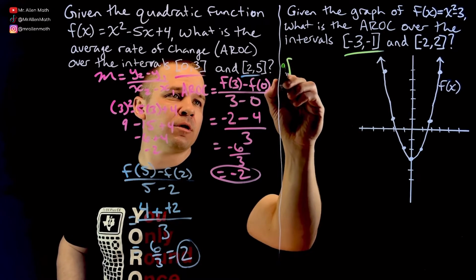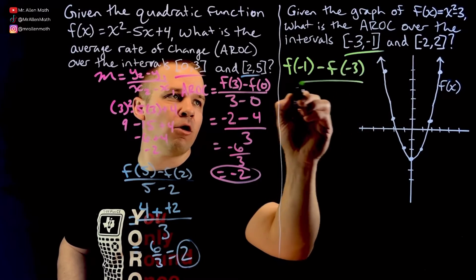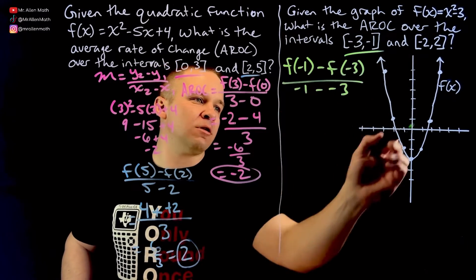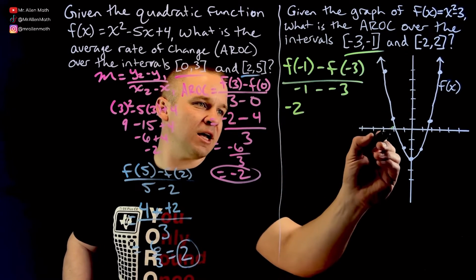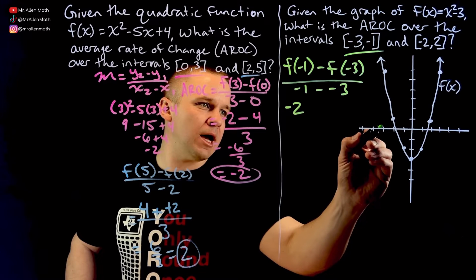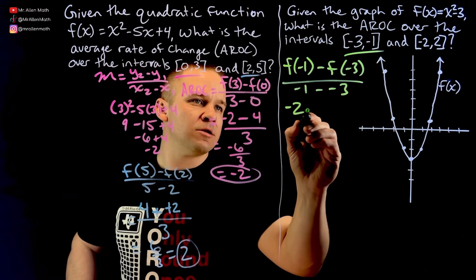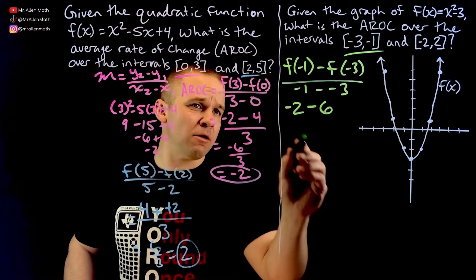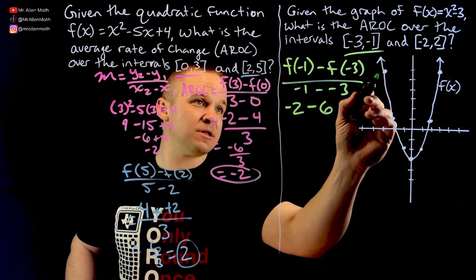So we'll do f of negative 1 minus f of negative 3 over negative 1 minus negative 3. Well, f of negative 1, I can just look at my graph here. Negative 1 is negative 2. And negative 3, 1, 2, 3, is up here at, is it 6? 1, 2, 3, 4, 5, 6. Okay. So minus 6, right? So f of negative 1 was negative 2. F of negative 3 is positive 6.